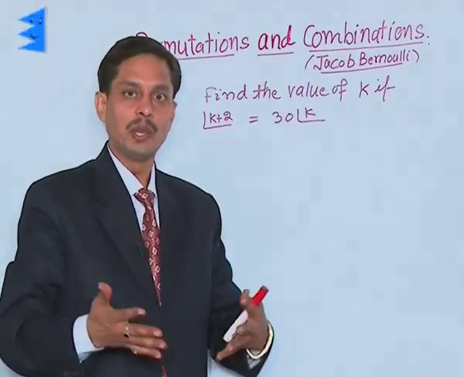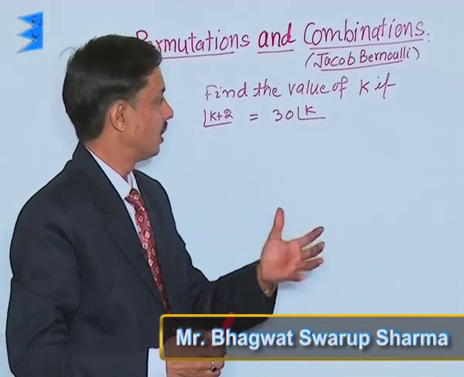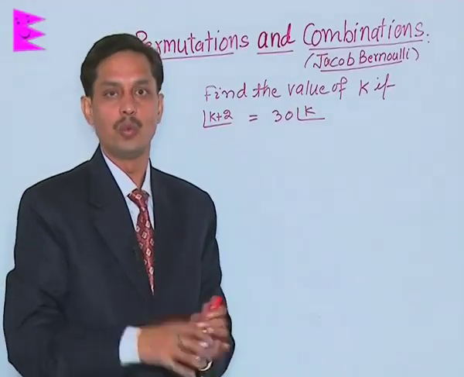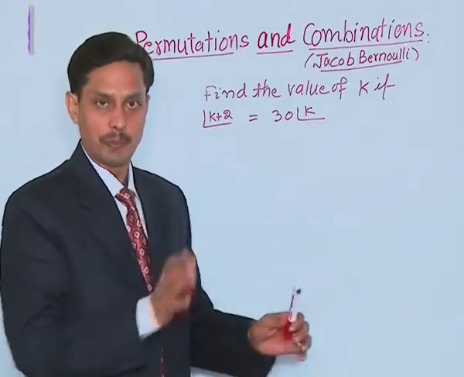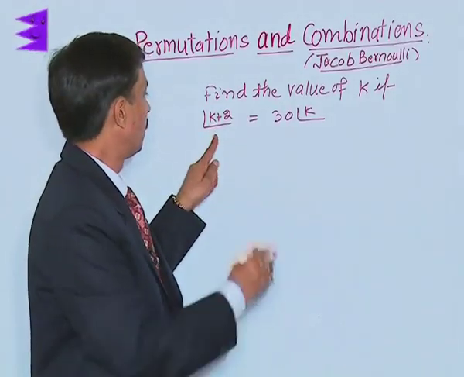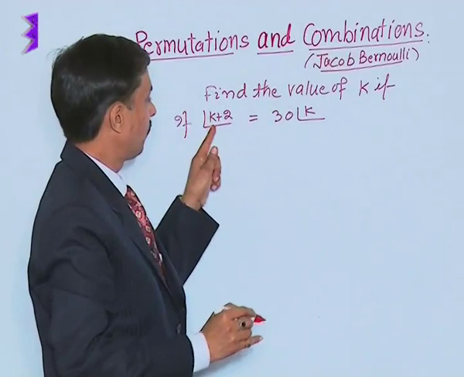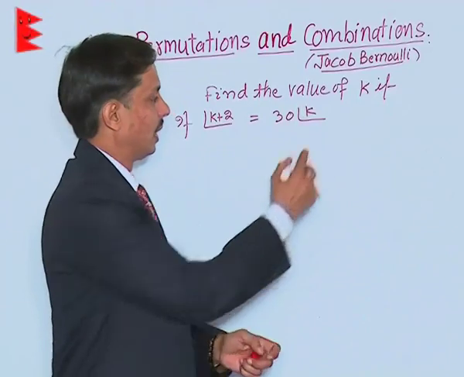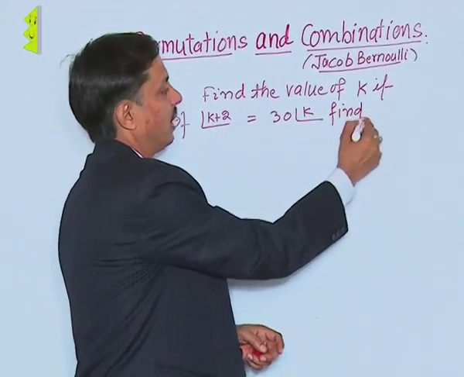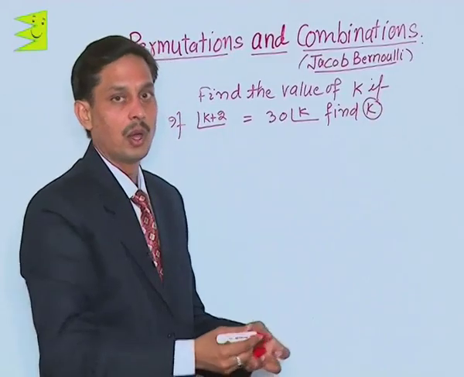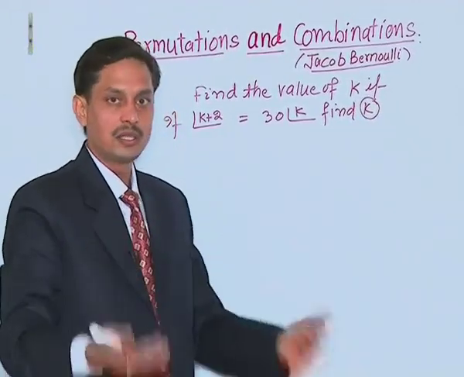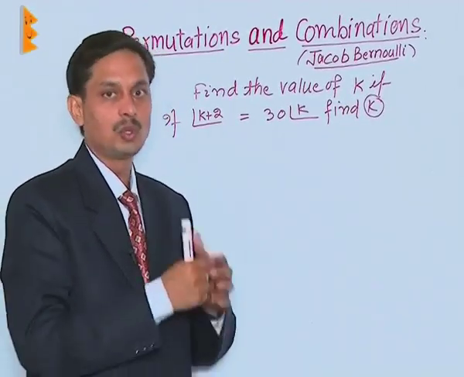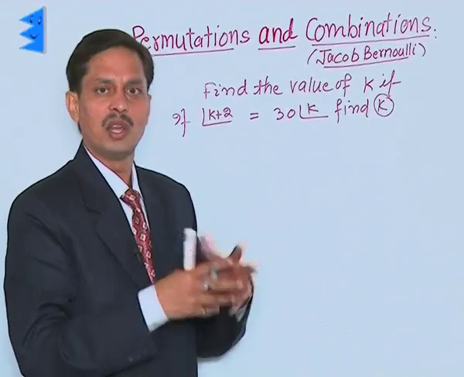Now I want to explain one more example where I will explain how to find the value of an unknown variable. It is again very simple. If factorial k plus 2 is equal to 30 into factorial k, then what do we need to find? Find the value of k, or if someone extends its level of difficulty, find the value of k plus 1 factorial, k plus 2 factorial, factorial k square, whatever it is.